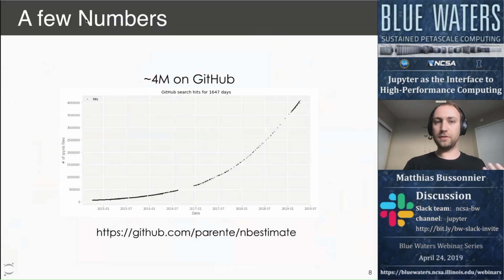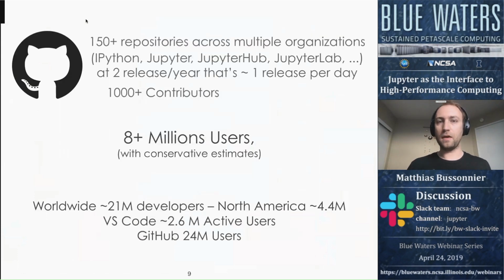I'm going to give a few numbers. There are about 4 million notebooks on GitHub as of a couple of weeks ago. You can run the code, see how the code that tries to extract that works, and modify the parameters to predict the growth of Jupyter. We have about 150 repositories, 8 million users worldwide.